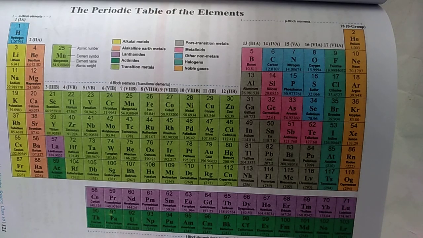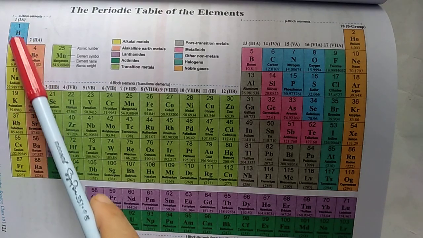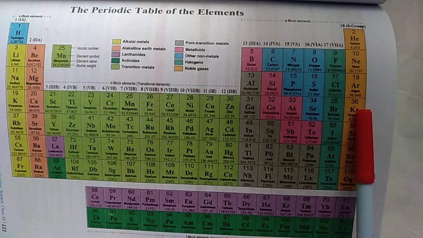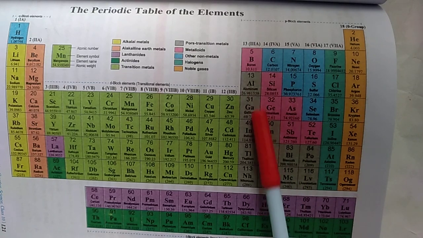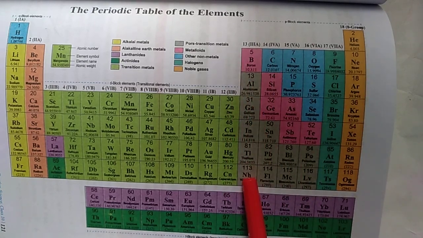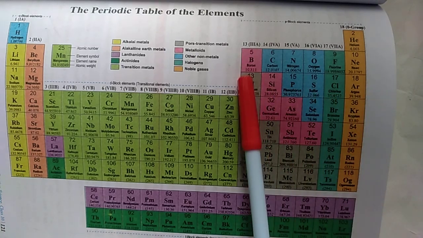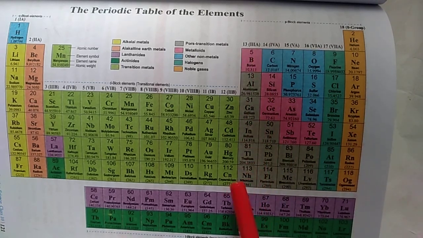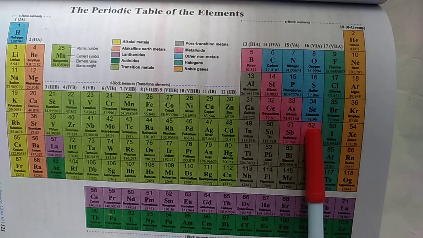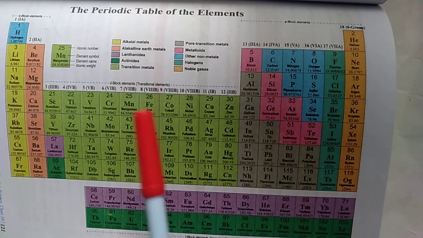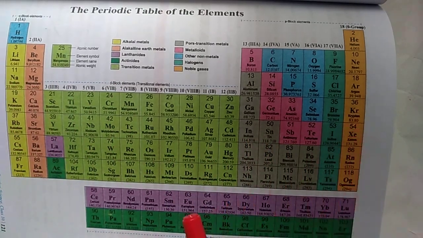So, the modern periodic table. Now you can see in this table there are vertical columns and horizontal rows. Vertical lines are called groups, horizontal lines are called periods. Vertical columns are groups, horizontal rows are periods, right? Groups and periods. So now you see how many groups and how many periods are here, how many horizontal lines and vertical lines.